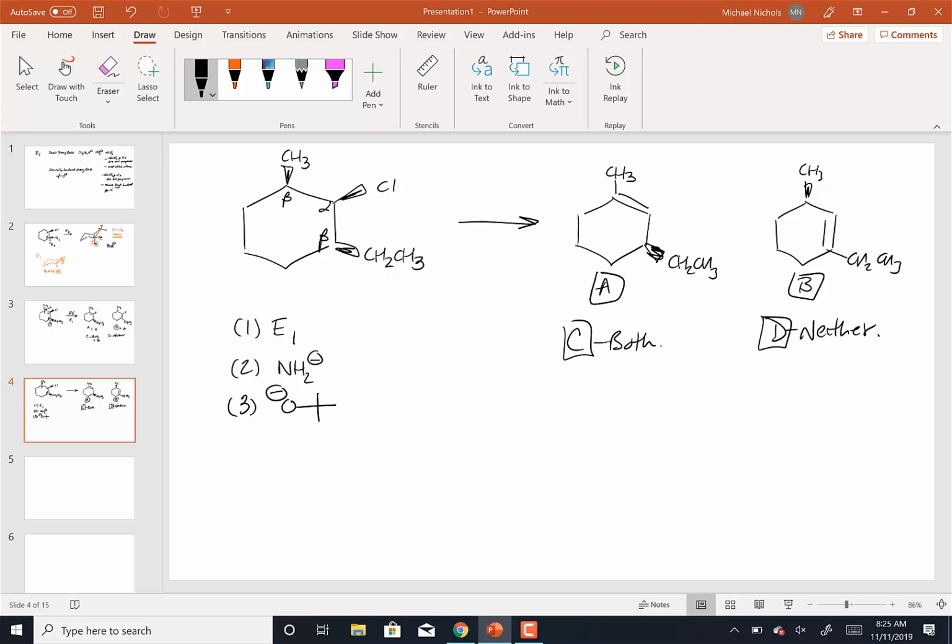Okay. So, I'll give you a couple minutes. Go ahead and think about those 3 scenarios, and we'll vote on them one by one. What would be the major product of each one of those reactions?